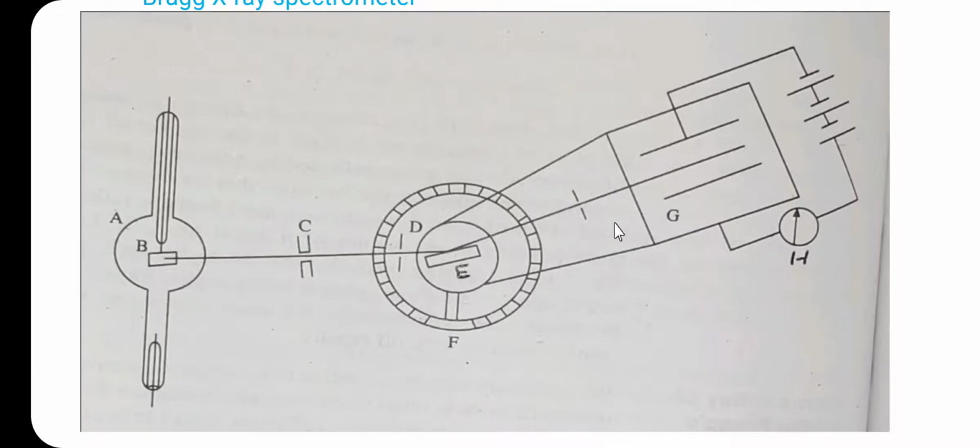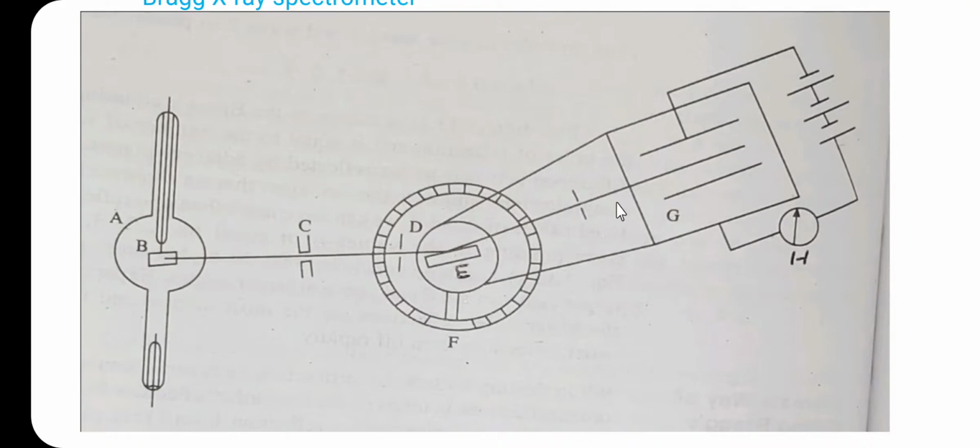This angle theta is measured from the scale on the turnable table F. The apparatus is designed in such a way that the reflected rays always enter the detector G. The intensity of the reflected X-ray for various angles is determined, and the glancing angles theta for which the strongest reflections are obtained are those which satisfy the Bragg's equation.